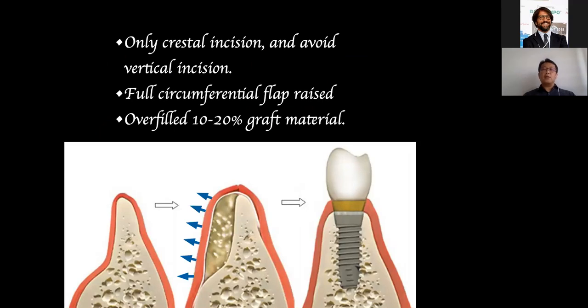So often we do not do much vertical release. Number one, we do a big crestal and as long a crestal incision as possible, and then we do a lot of periosteum release. We do a lot of flap elevation around the area, a circumferential flap raised, and we fill it with bone graft and close under mild tension.